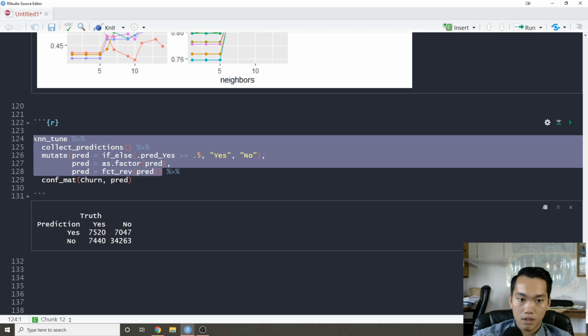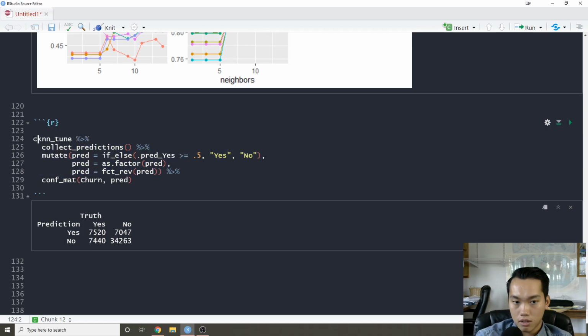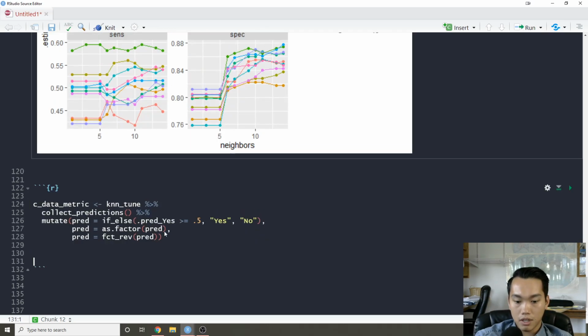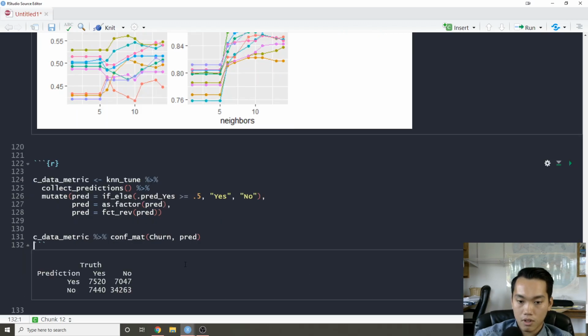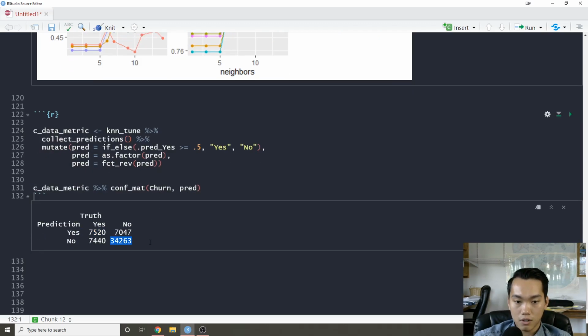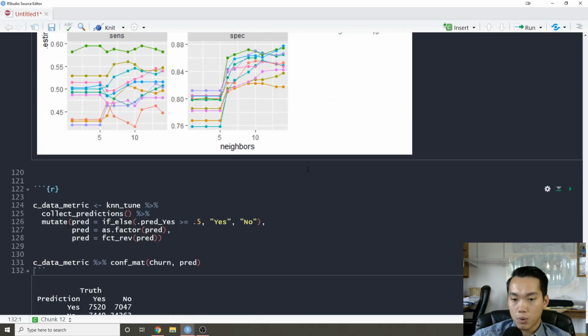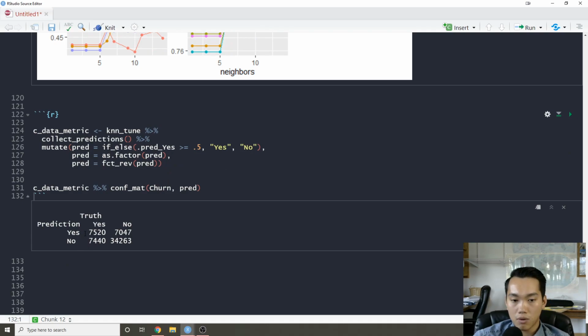I'm actually going to do this with the yardstick metrics: conf_mat, churn, pred. So we can see our true positives and true negatives, our false positives and false negatives. Really, I would say you shouldn't get too bogged down in what is sensitivity, specificity, precision, recall, or the false discovery rate. They're all just confusion matrix metrics. One of the best things I would recommend is just looking at the confusion matrix and figuring out whether it's a good model or not.